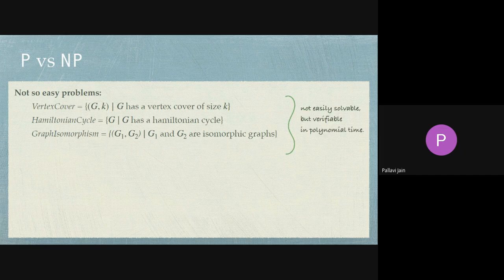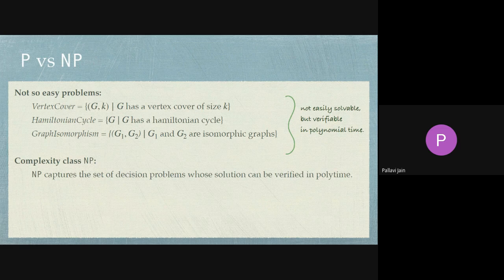The common thing is that even though they are not known to be solvable in polynomial time, if someone gives you a solution to these problems, you can verify whether that solution is correct or not in polynomial time, right? So for instance, for vertex cover, if someone gives you some subset of the graph G, you can easily check in polynomial time whether it is indeed a vertex cover or not. So these problems form the class NP. Informally, it captures the set of decision problems whose solution can be verified in polynomial time.